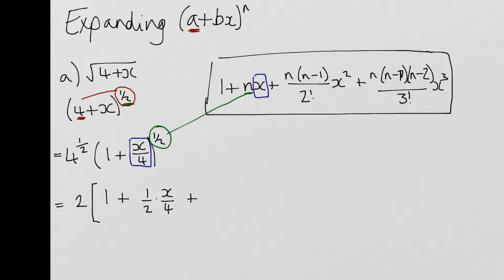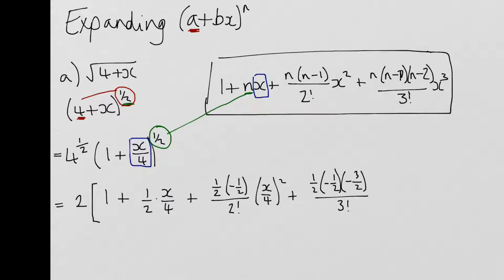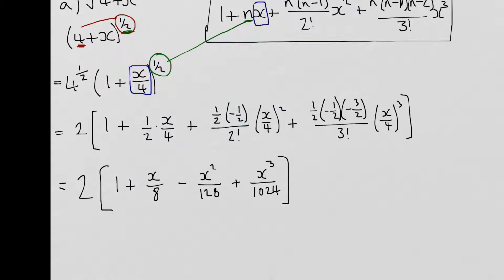Then I would like my next term, so that's n, which will be a half, n minus 1 is minus a half, all being divided by 2 factorial, and then that is going to be x over 4 squared. And then the next one is a half, minus a half, minus 3 over 2, all over 3 factorial, and then that's x over 4 all to the power of 3. Okay, now for us to evaluate. So here we have it, the expansion up to the 4th term.